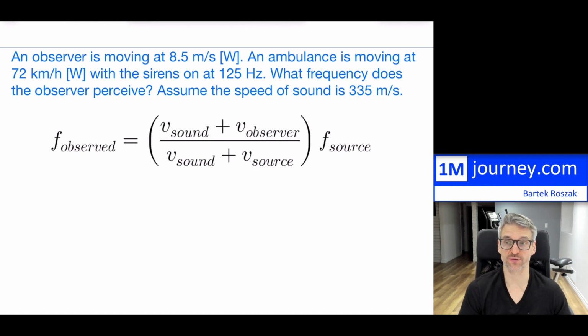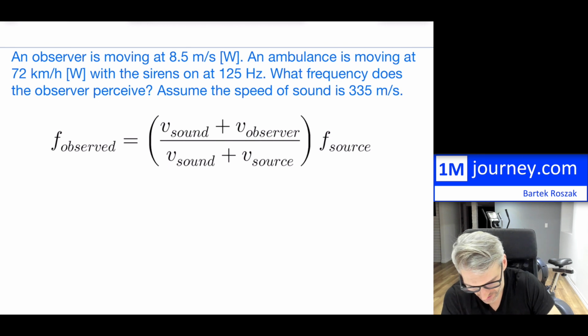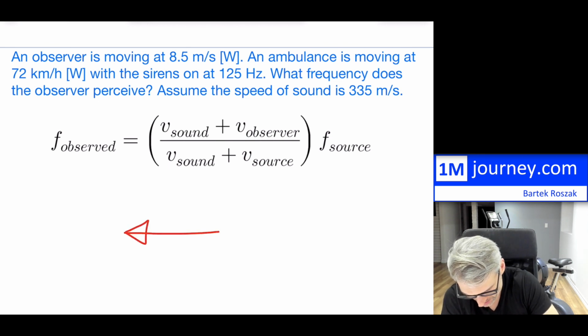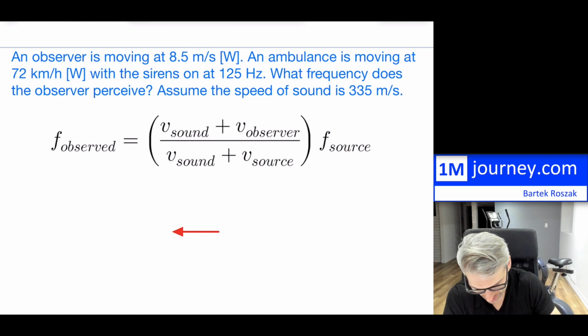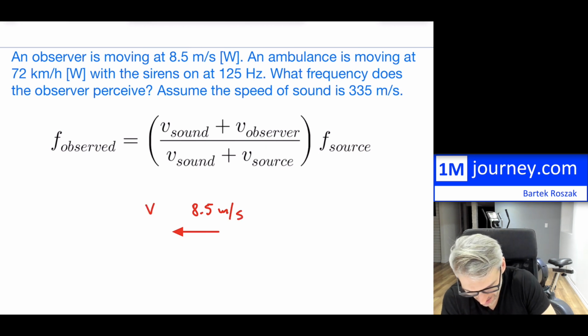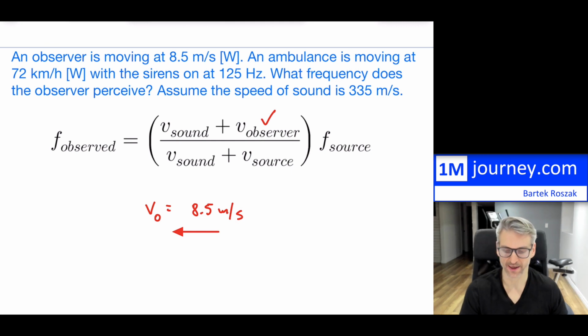So here's an observer, and the observer is moving at 8.5 meters per second west. So I'm going to draw this out. What this is saying is the following. The observer is moving in this direction, so let's make west to the left. So this is 8.5 meters per second. That would have been the observer's speed. So that's this right there.